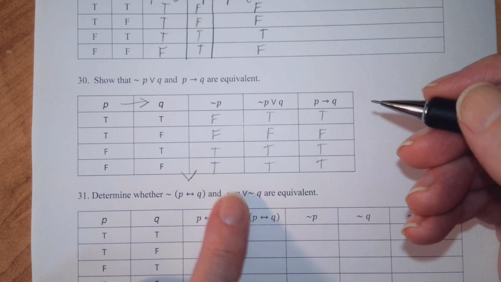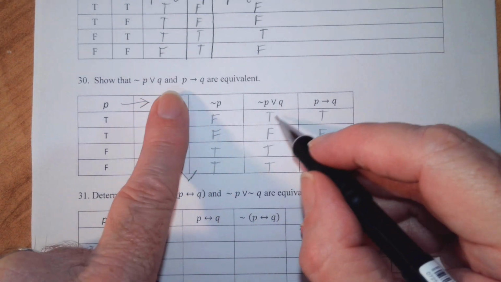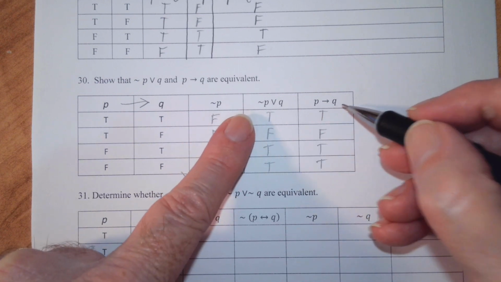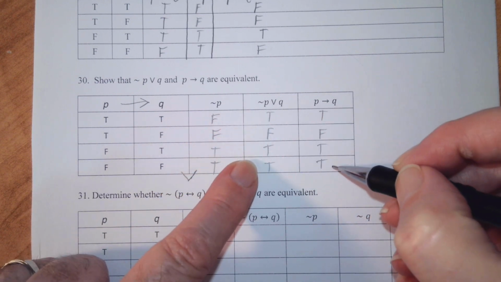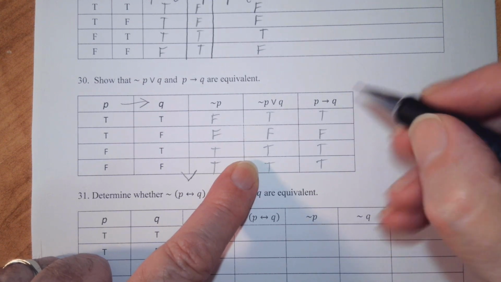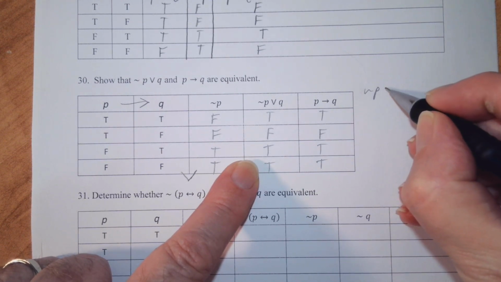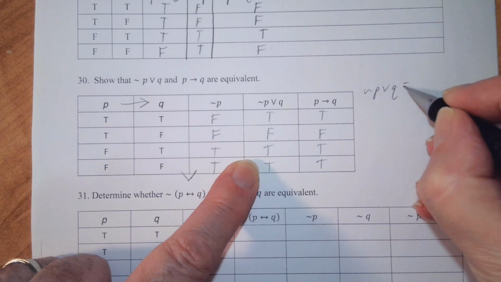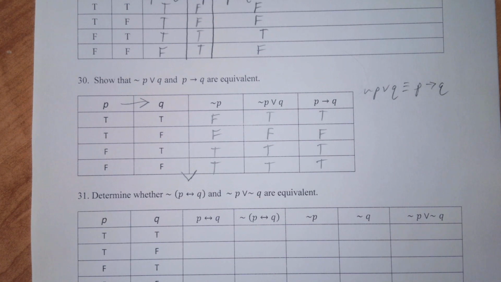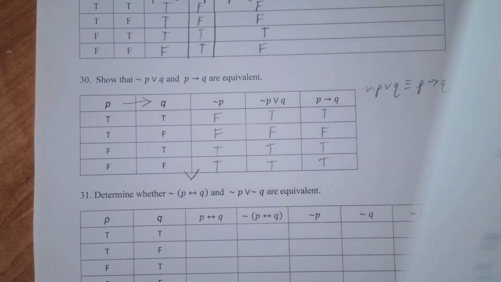And so notice, not P or Q, and P implies Q, notice we do have the same truth values, and so yes, they are equivalent. We can say not P or Q is equivalent to P implies Q. All right, let's continue on.